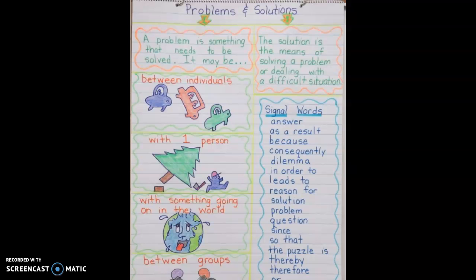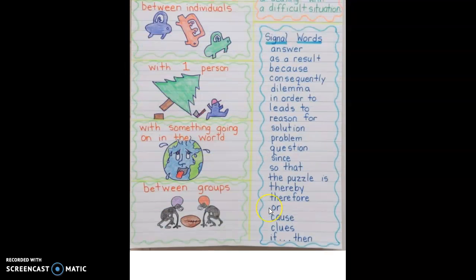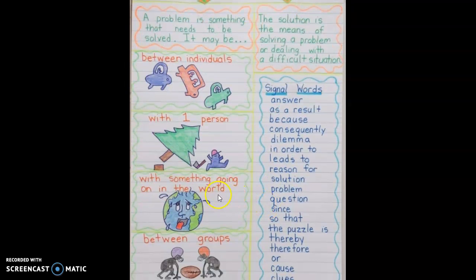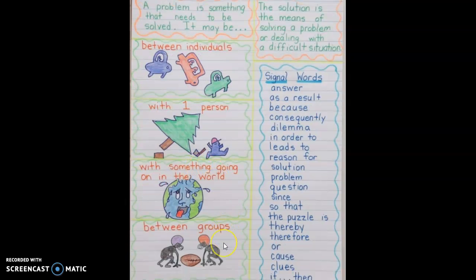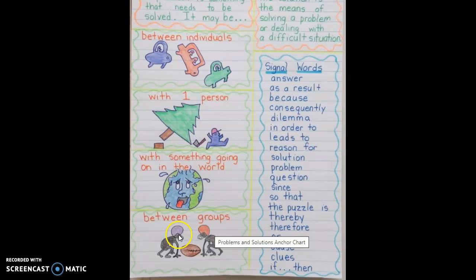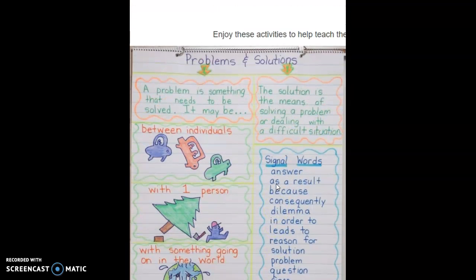Problem and solution. A problem is something that needs to be solved. It may be between individuals, which is two or more people, with one person, with something going on in the world, in society, or between groups. And the solution is the means of solving a problem or dealing with a difficult situation.